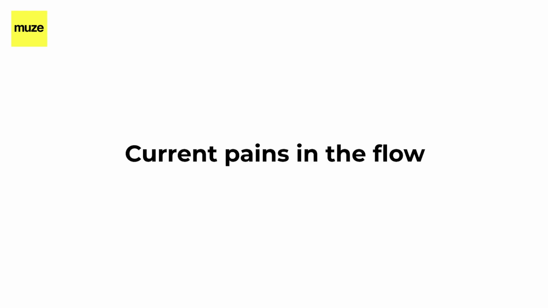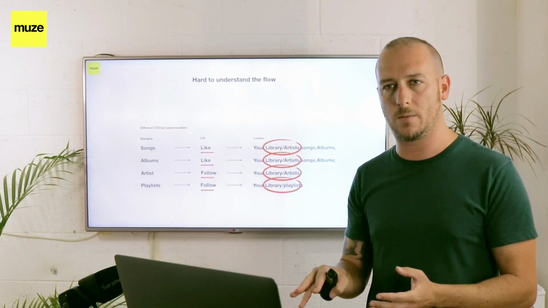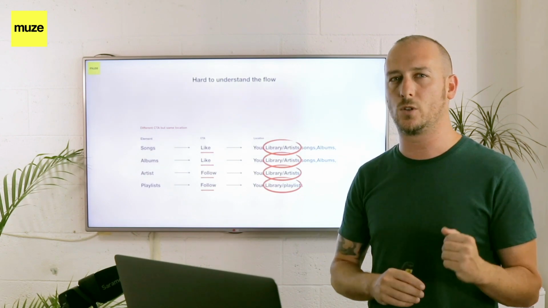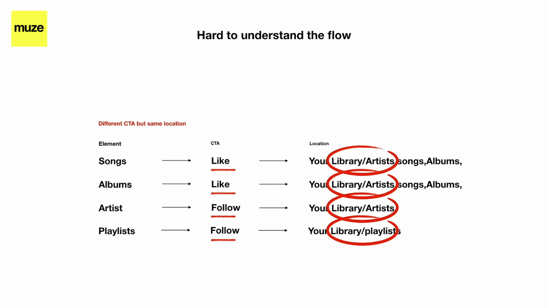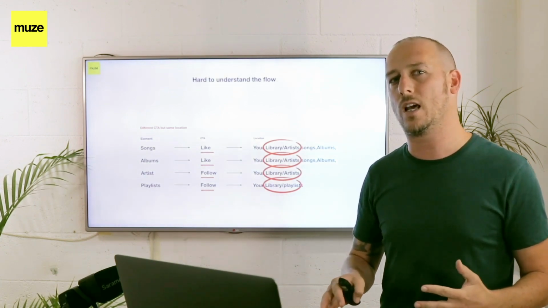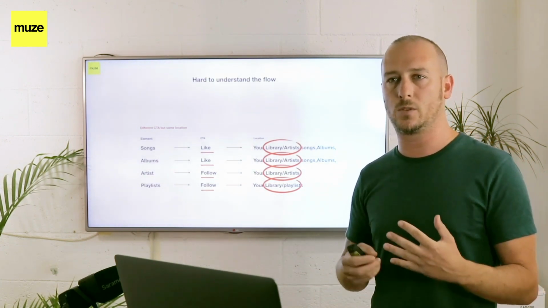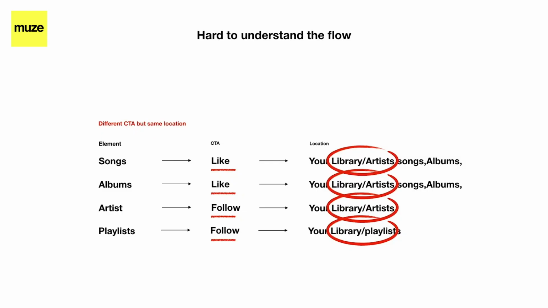So let's talk about the current pains in the flow. So this is very interesting. If you have songs, albums, artist playlists, if you like or follow, everything goes to your library. Now, if everything goes to the library, why do I have 2 different call to actions? So for me, as a user, if you give me too much freedom and everything goes to the library, I'm not learning. And if I'm not learning, I don't know how to use the application. So if I like, if I follow, everything goes to the library. Wow, for me, it was hard. After using the system, I felt that it's my library, but in a mess.